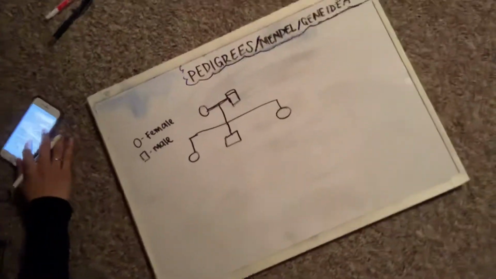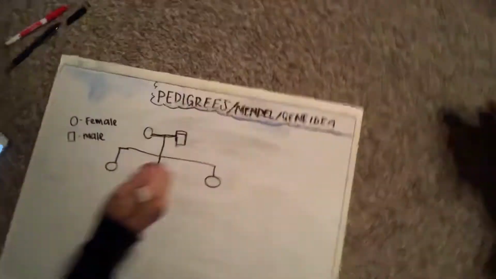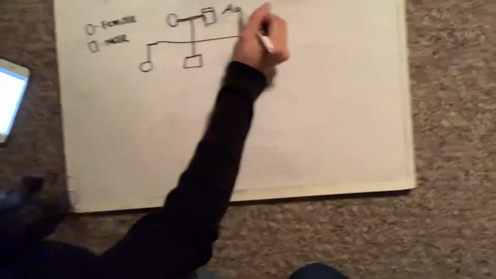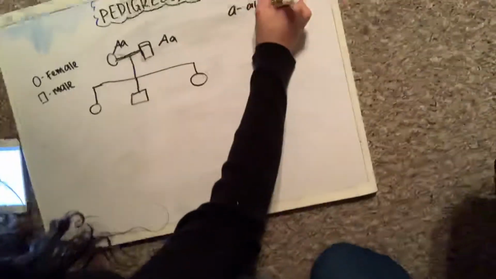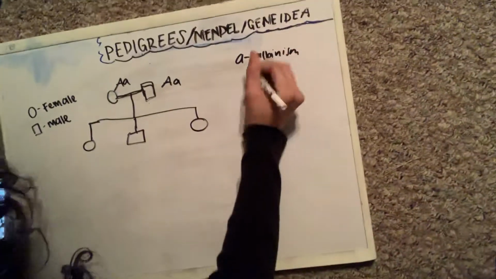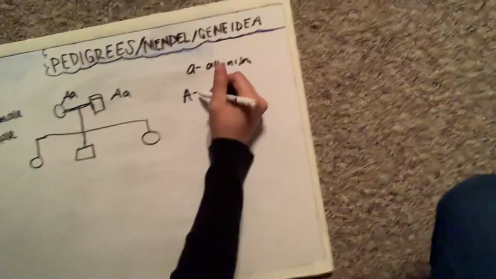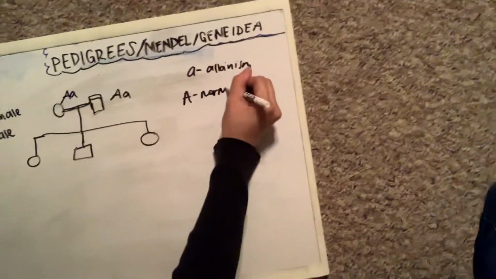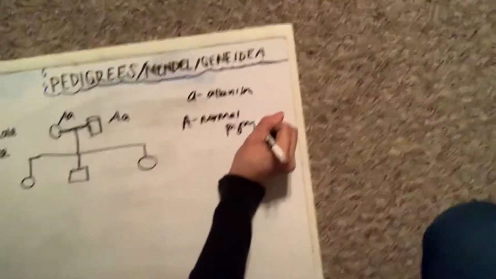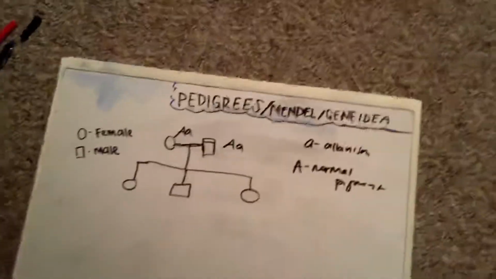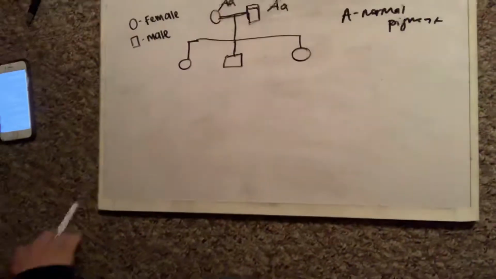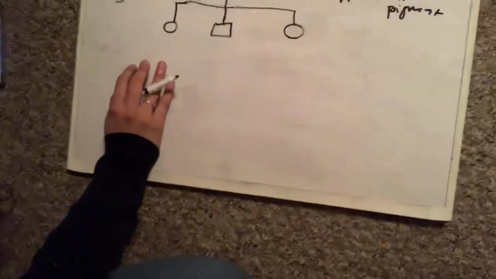Let's say that both of the parents are normal. Let's say that a lowercase a carries albinism, and the capital A is normal pigment. In this case, both of the parents are completely healthy, seeing that they have the dominant allele. But how do you show that they're carriers?